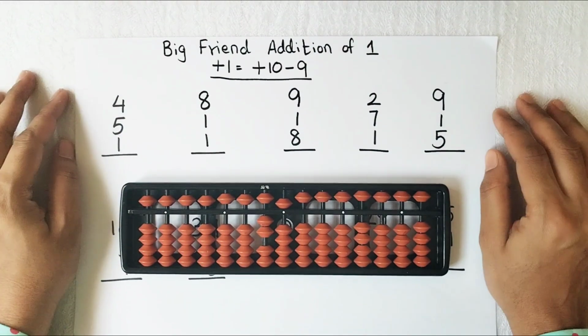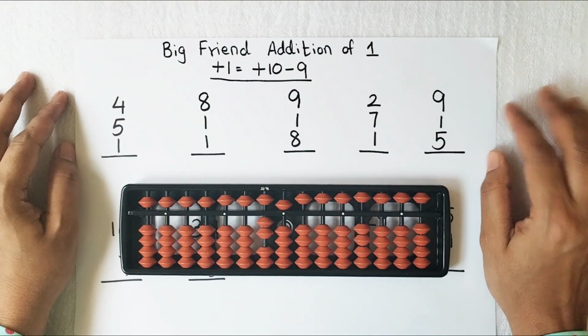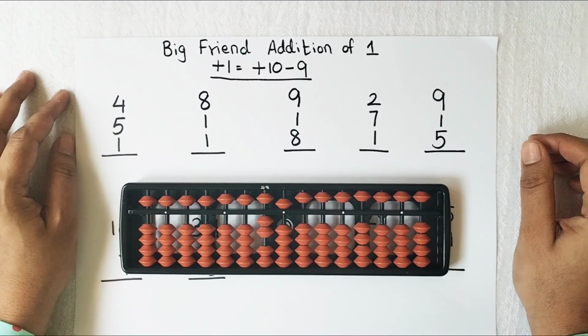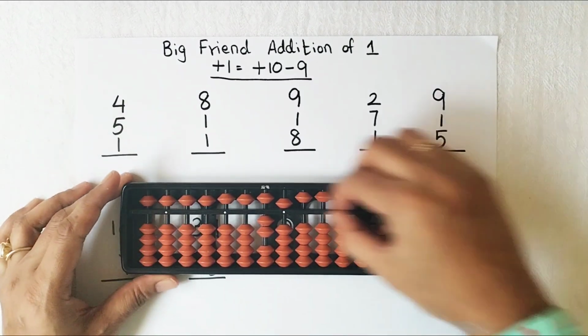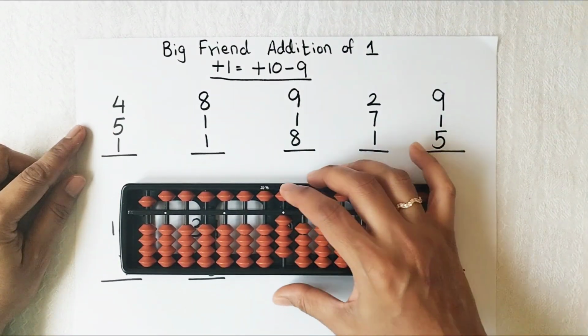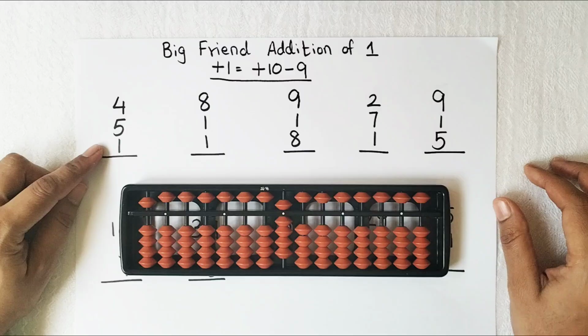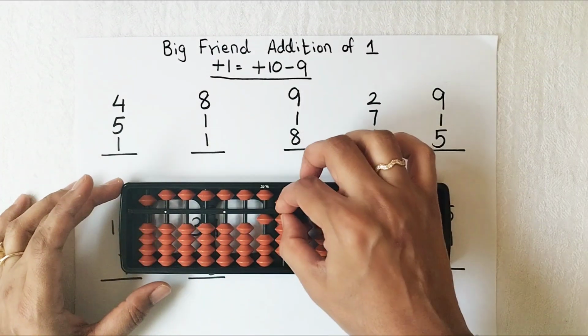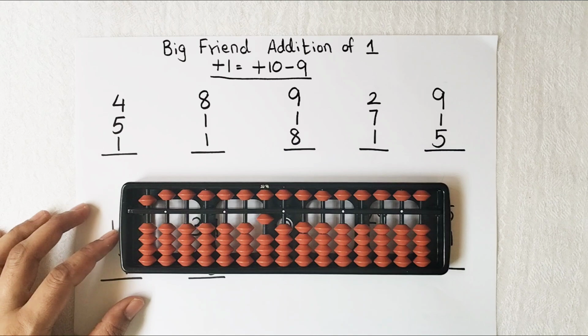Now let us solve some more examples that will help you understand this concept better. The first one, 4 plus 5 plus 1. 4 plus 5 plus 1. Plus 1 is plus 10 less 9. Plus 10 less 9. My answer is 10.